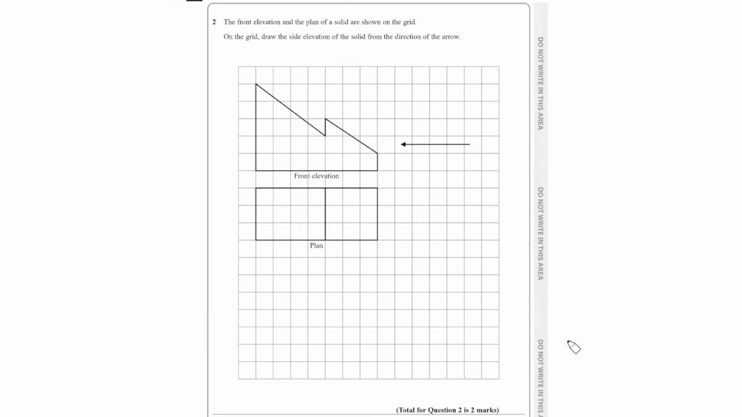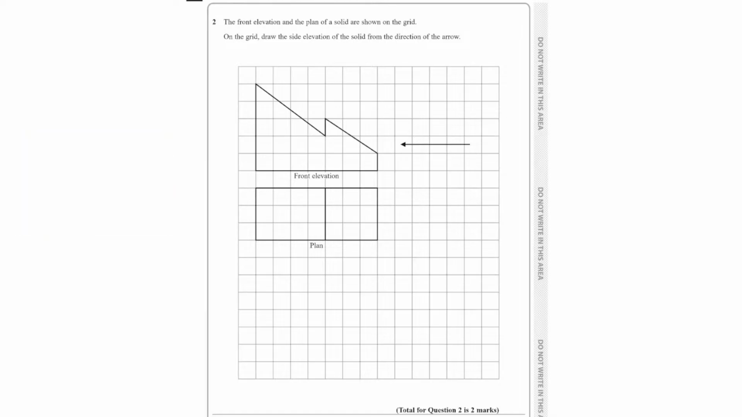Question 2, we then have the front elevation and the plan of a solid are shown on the grid. On the grid, draw the side elevation of the solid from the direction of the arrow. So the plan is like the bird's eye view if you're looking down at it. And obviously the front elevation is if you were just stood in front of it looking straight ahead. So now we want to know what it looks like from the side. So you kind of have to try and visualize what it looks like as a 3D shape. And then, if you were stood on this side looking at it.